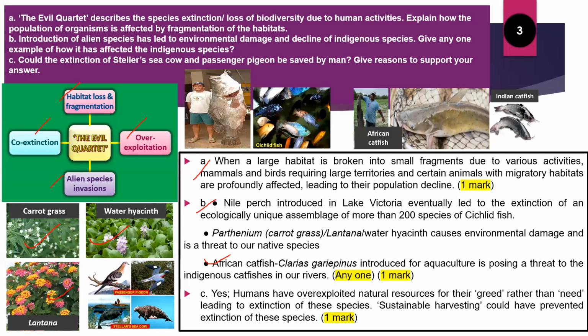The third part says, could the extinction of Steller's sea cow and passenger pigeon be saved by man? Yes, humans have overexploited natural resources for greed rather than need, leading to extinction of these species. Sustainable harvesting could have prevented extinction of these species. Okay, sustainable development, sustainable management, sustainable use, sustainable agriculture, sustainable harvesting, all these terms are very, very critical, very important, particularly in today's context.